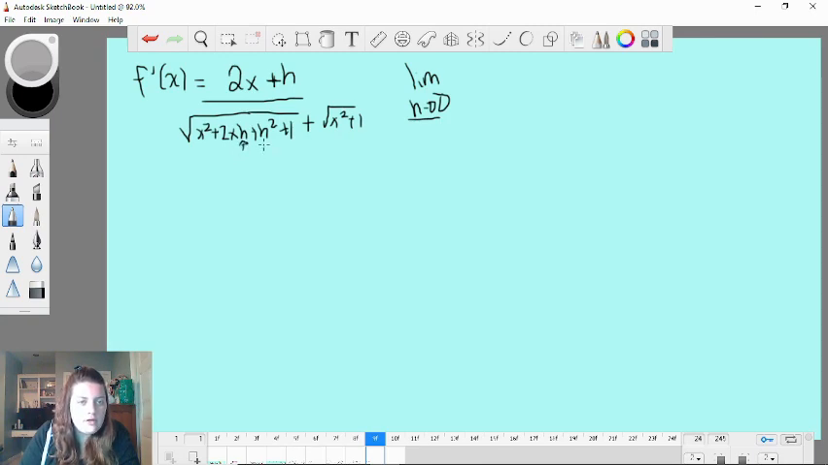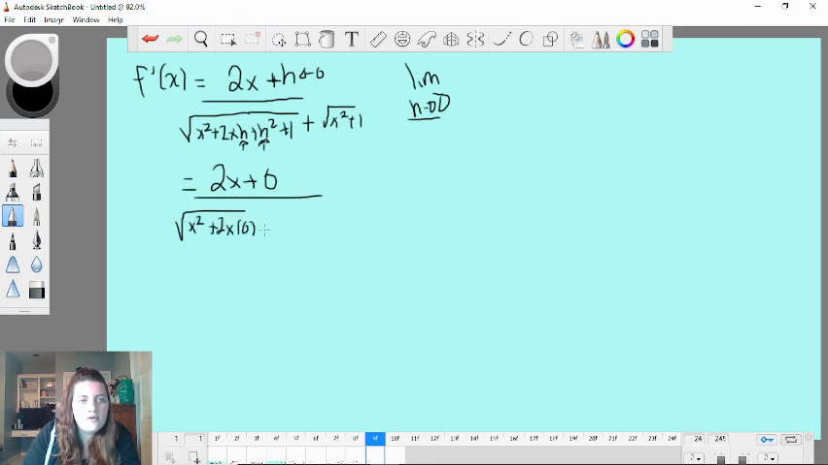So 0 right here, a 0 right here, and a 0 right there. So we have 2x plus 0 all over the square root of x squared plus 2x times 0 plus 0 squared plus 1 plus the square root of x squared plus 1. Okay, if we simplify everything that has a 0 in it, we're left with 2x on top. This 0 turns into 0, so does that. So that means we're actually only left with x squared plus 1 right here, plus the square root of x squared plus 1.